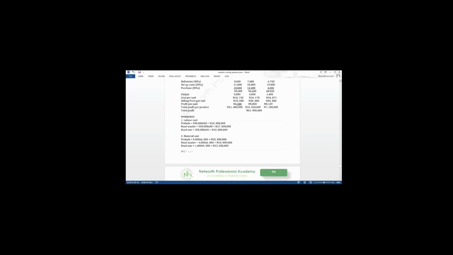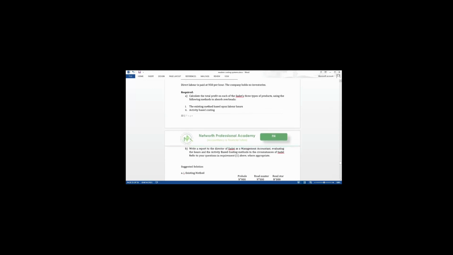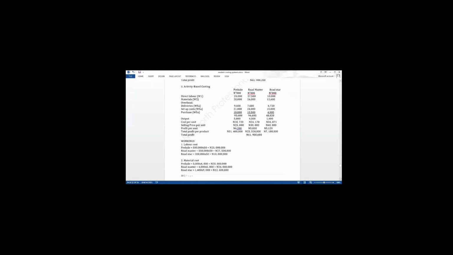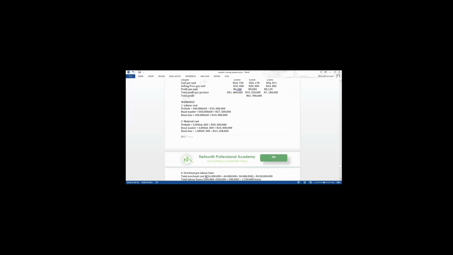Activities have been identified. There are three activities that gave rise to overhead costs. The examiner has explained that to us. Look at it. He said three activities: delivery to retailers, setup cost, purchase order cost. These are the activities that give rise to overhead cost. You are now going to calculate cost driver rates for each activity.